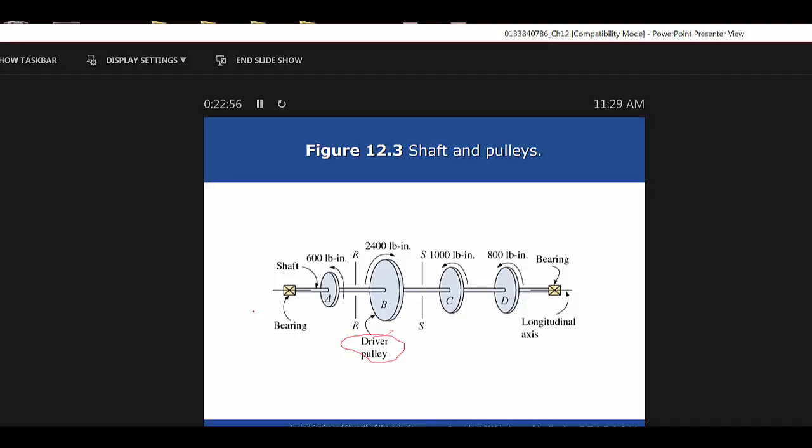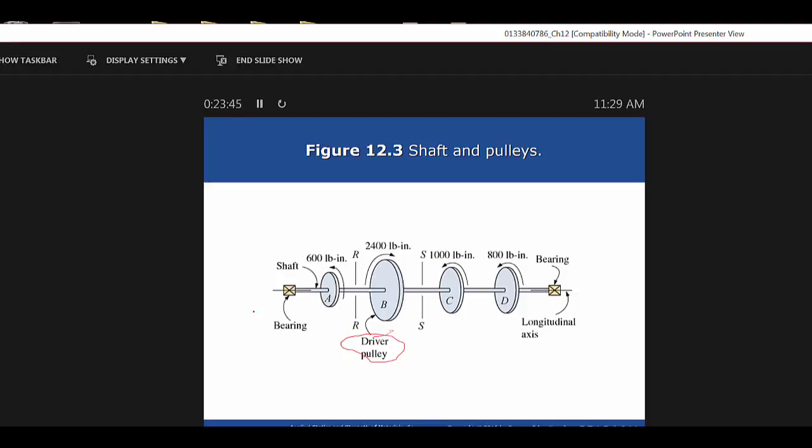So the solution: note that pulley B is the driver. The other pulleys are power takeoff. So the torque of 2,400 pounds-inches at B is balanced by the three torques of 600, 1,000, and 800 at A, C, and D respectively, which are in the opposite direction. So that thing's in equilibrium, right? If you total those up, they equal 2,400. Therefore, the entire system may be thought of as being in steady-state equilibrium. It's neither gaining nor losing speed. If the system as a whole is in equilibrium, every segment of the system must also be in equilibrium.